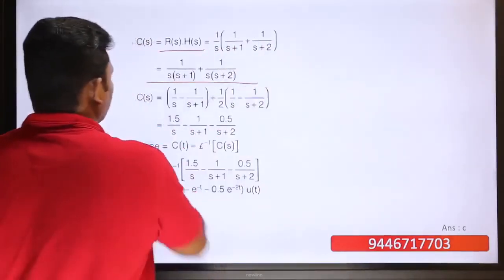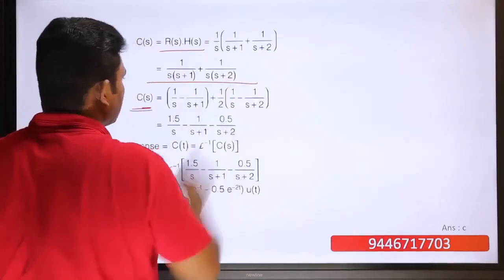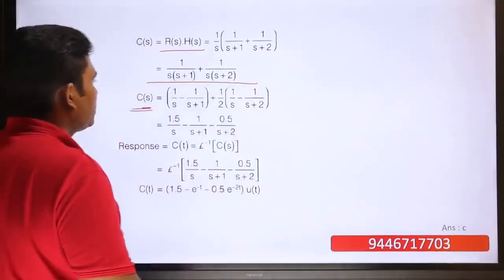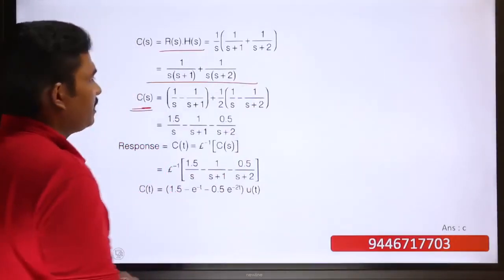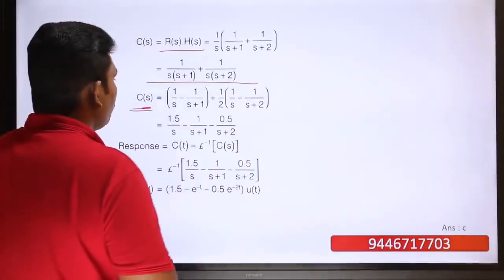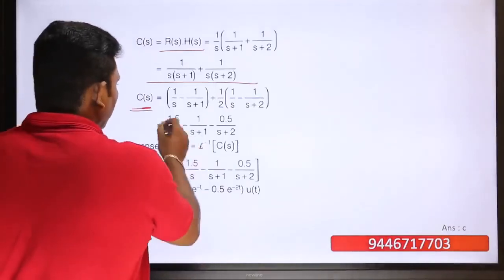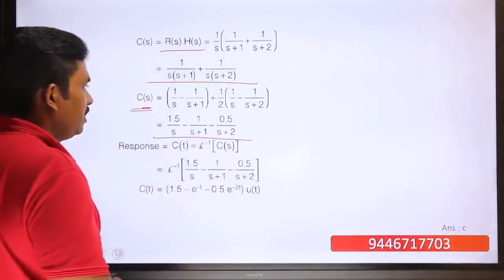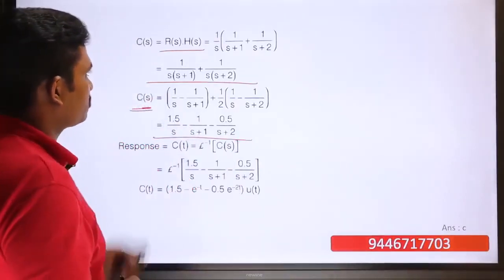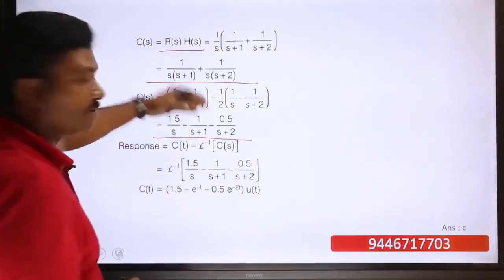And then what is our C of s? Our C of s is factorized to be 1 by s minus 1 divided by s plus 1 plus 1 by 2 into 1 by s minus 1 divided by s plus 2, which can be written to be 1.5 divided by s minus 1 divided by s plus 1 minus 0.5 divided by s plus 2. So you will have to reduce this expression into this format.